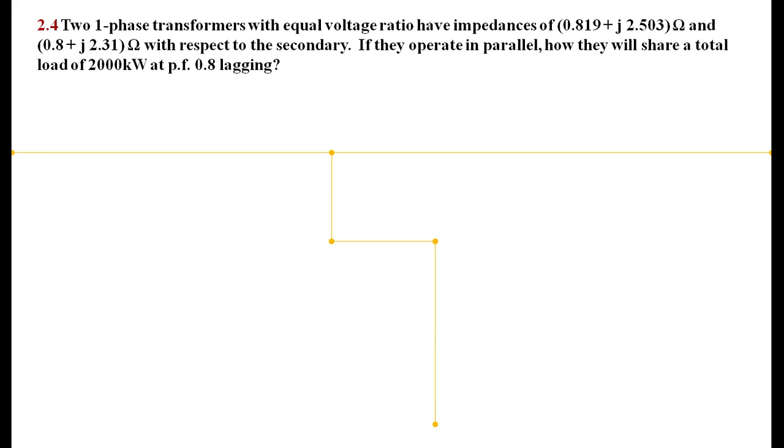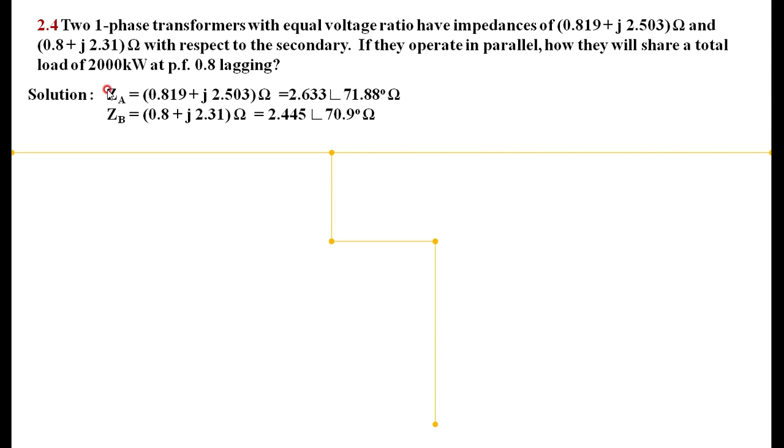0.8 lagging? Before solving this problem, you have to note what data is given. ZA is given, that is what we are writing here. Either you can keep it as it is, in the rectangular form, or for your convenience you can convert it into the polar form. There is no necessity of converting. If you want, you can do it. And ZB also we express in both rectangular as well as polar form.